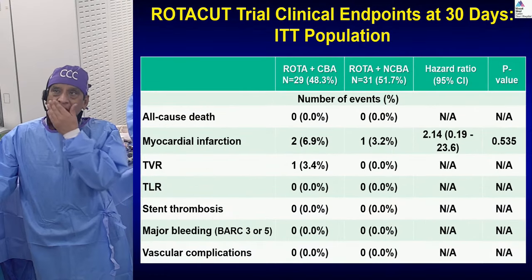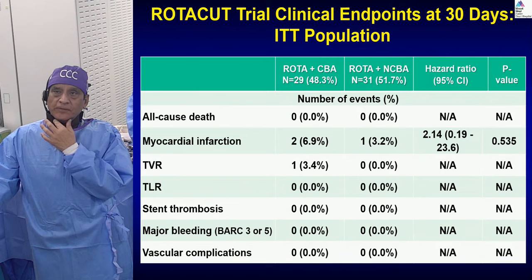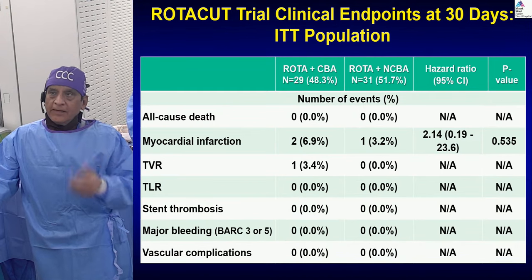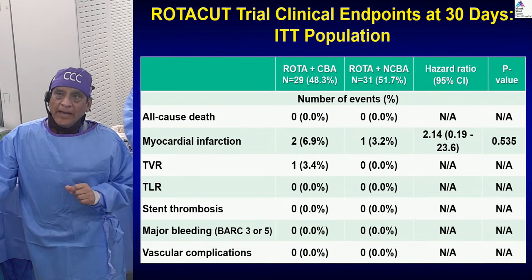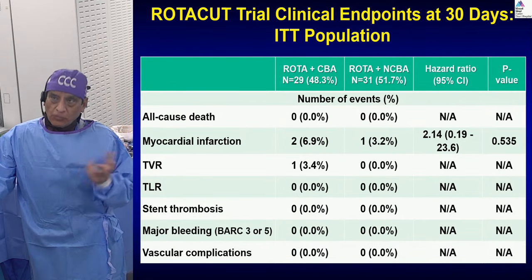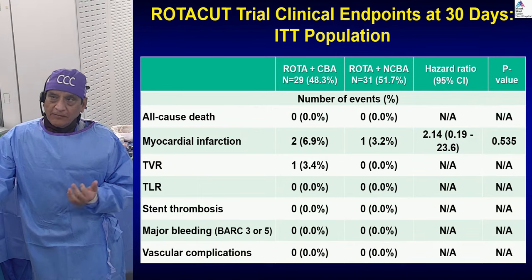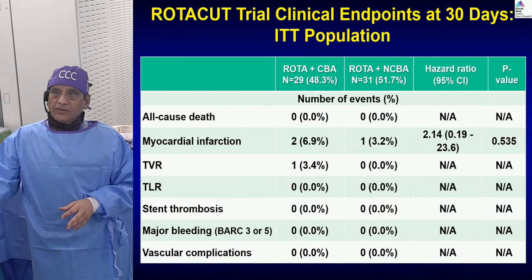As far as the other 30-day endpoints, in terms of MI, death, and all this, you can see nothing, except one patient required TVR in the cutting balloon group, and there were two myocardial infarctions. I mean, total three, two and one, respectively, no difference. Other complications were not there.